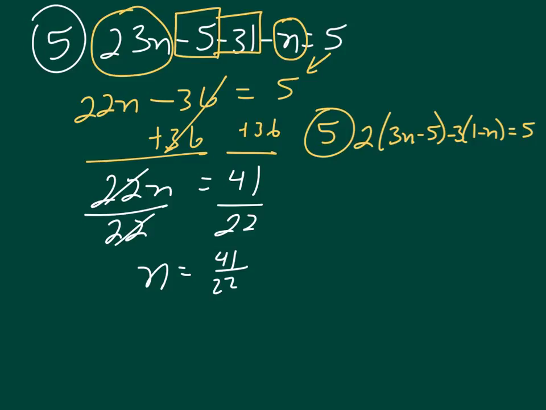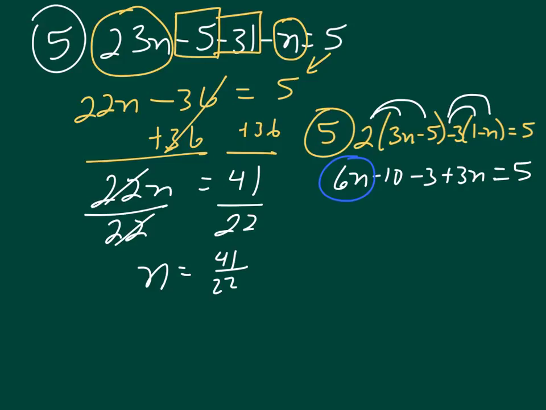On this other one, I have to distribute first. So 2 times 3n is 6n. 2 times negative 5 is negative 10. And then negative 3 times 1 is negative 3. Negative 3 times negative n is a positive 3n. Remember, a negative times a negative is a positive. Bring down your equals 5. I'm then going to combine like terms. So 6n and 3n add up to 9n. Negative 10 and negative 3 combine to make negative 13. Bring down your equals 5.